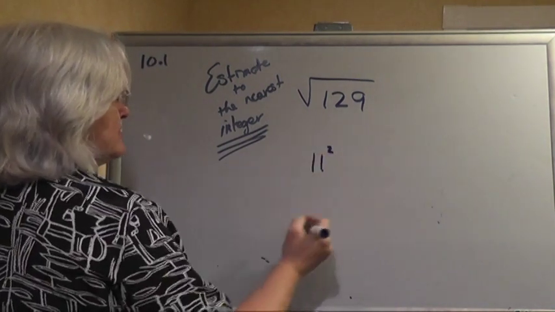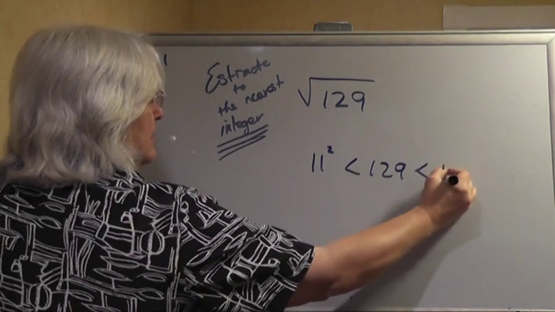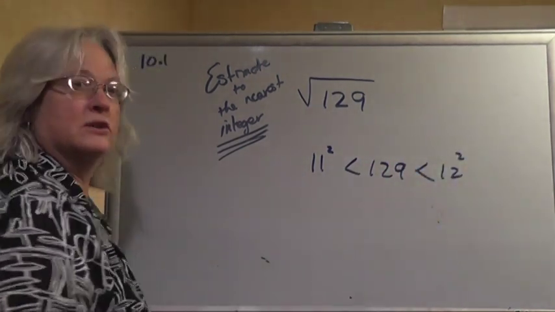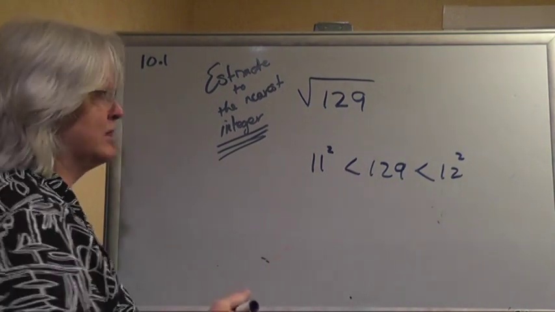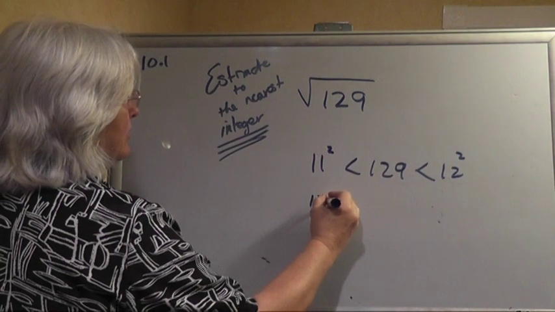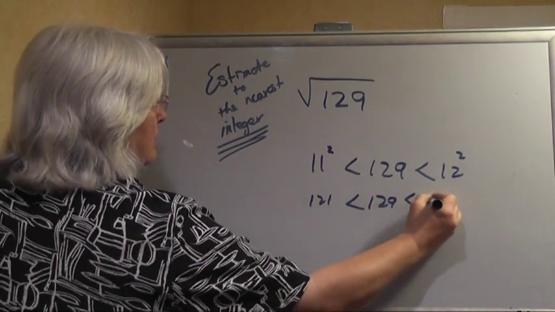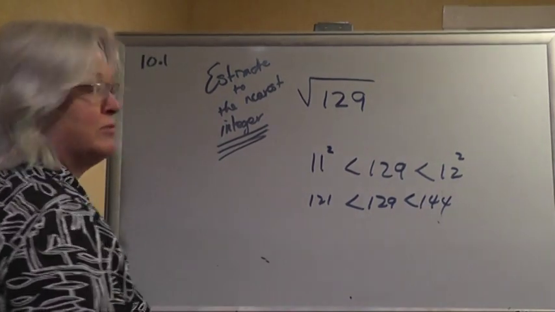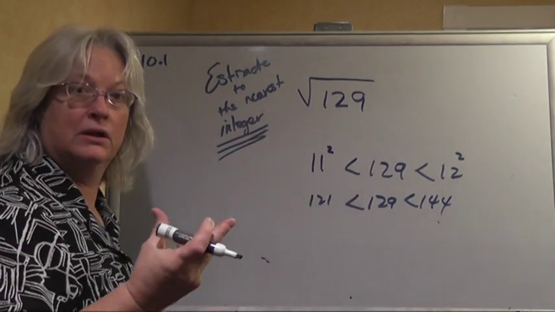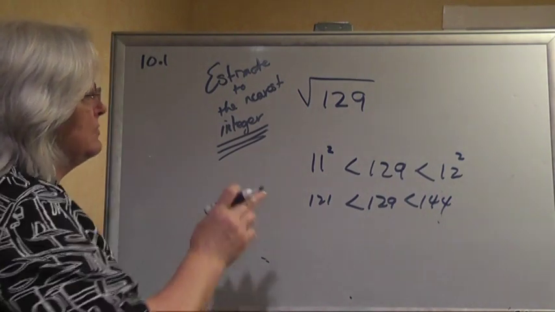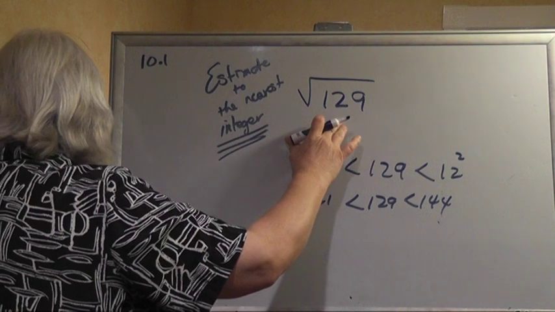I'm going to write it this way. 11 squared is less than 129, is less than 12 squared. I'm just writing through these steps to show you different ways that it'll look so you understand what I'm doing. 121 is less than 129, which is less than 144. They want you to estimate to the nearest integer right here.